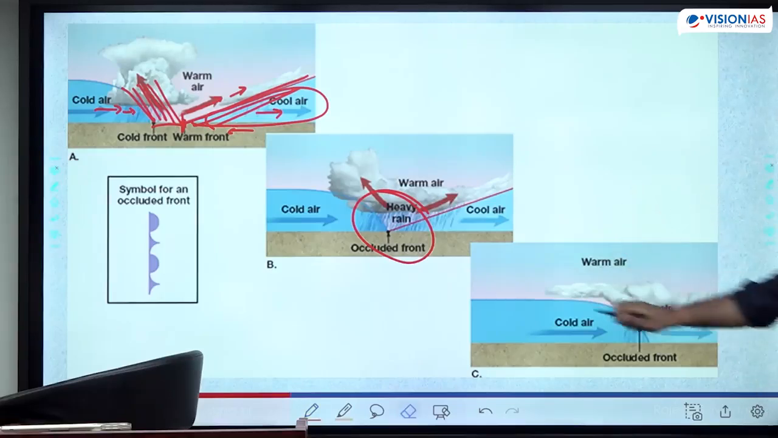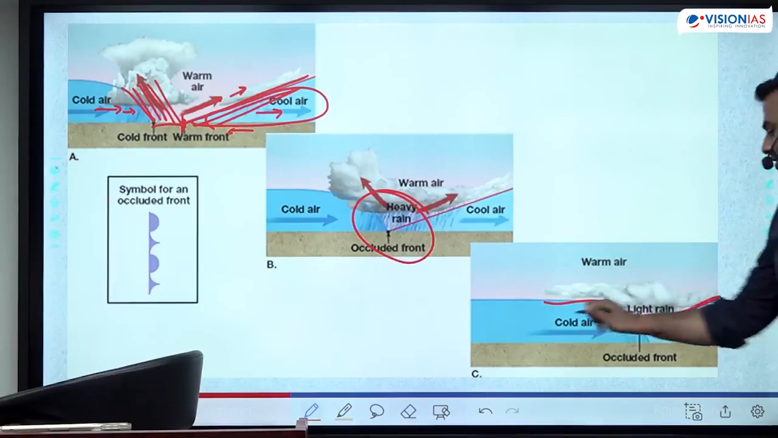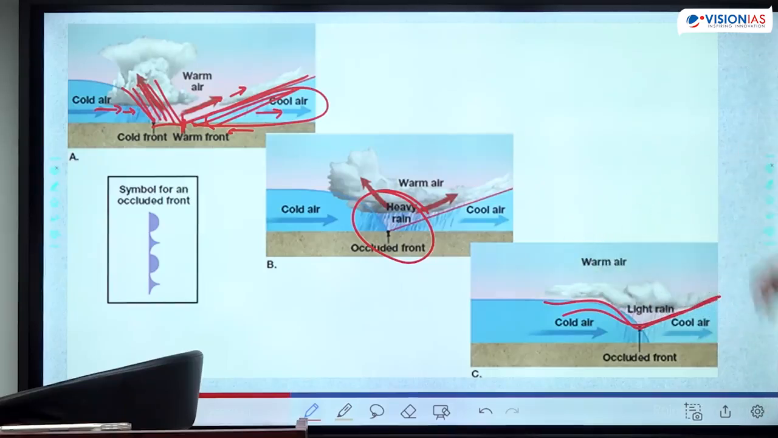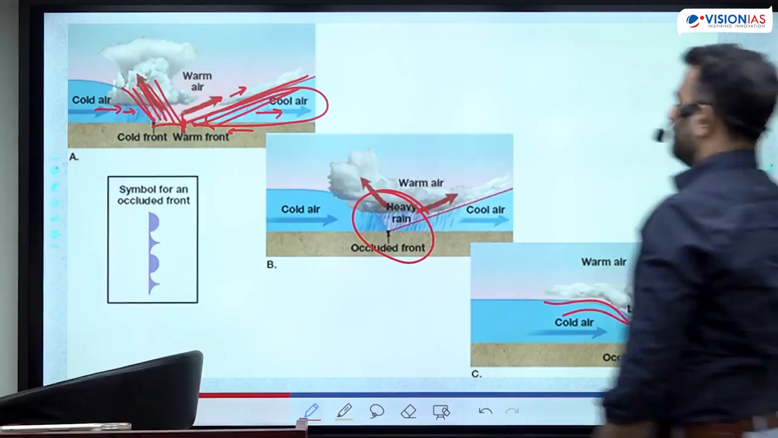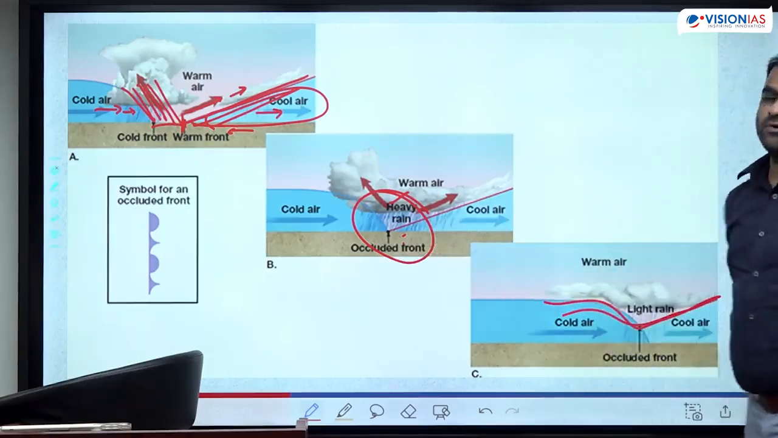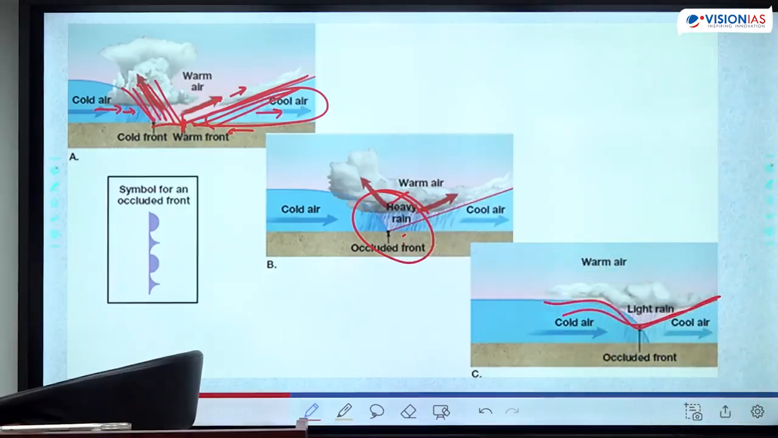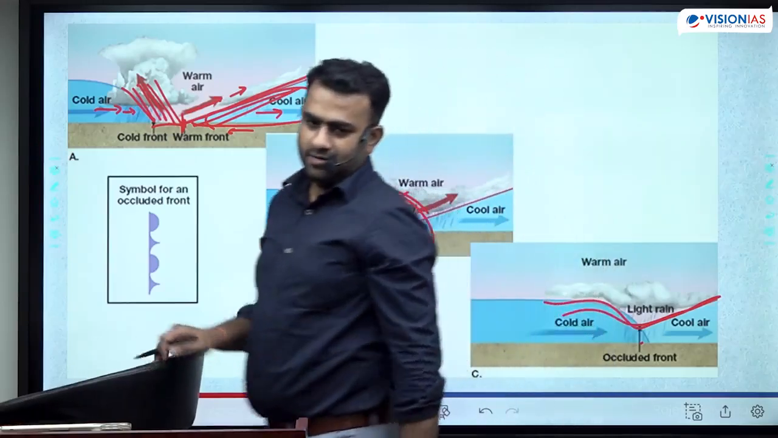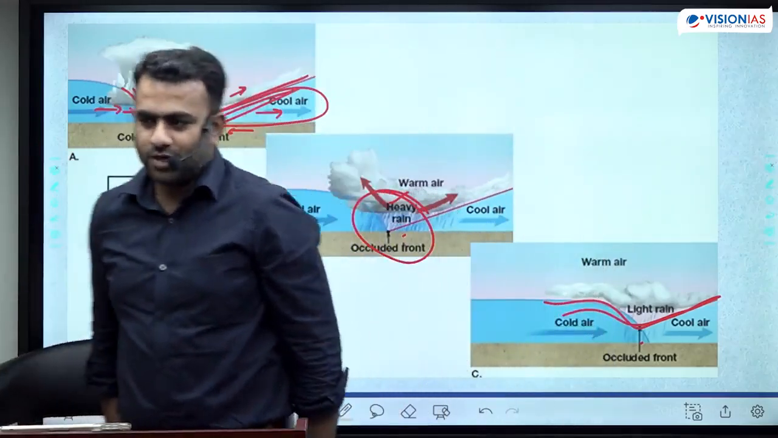If you see from the lower level, it's all cold air. Warm air, after rising, will also gradually become cold. Then everything gets mixed up. This is what is occluded front. Occlusion is the process of formation of occluded front. With the occlusion, the fronts will come to an end. We call it frontolysis.